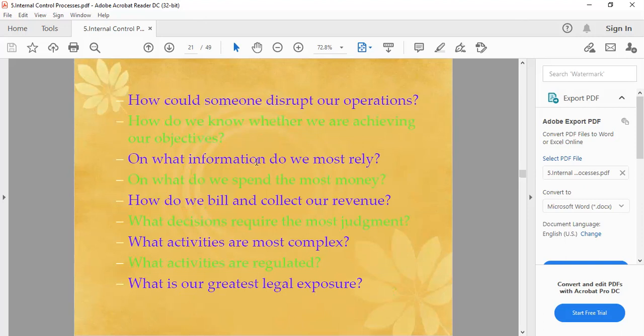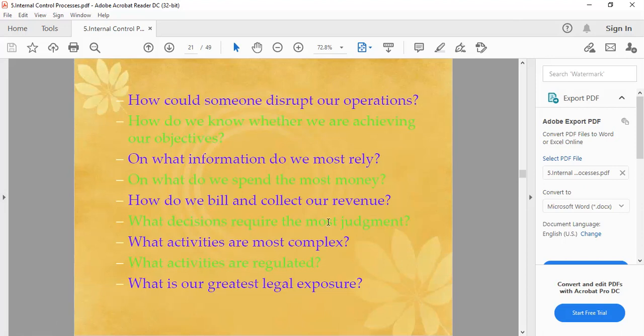How do we know if we are hitting our objectives or goals? Then what information should we rely upon? Then where do we spend the most money? And in what areas? How do we bill and collect our revenue? So these are items now of setting up the company accounting policies, departments or areas and functions.